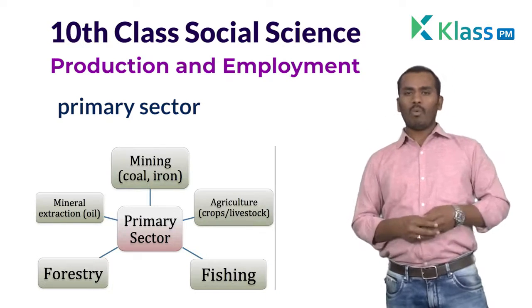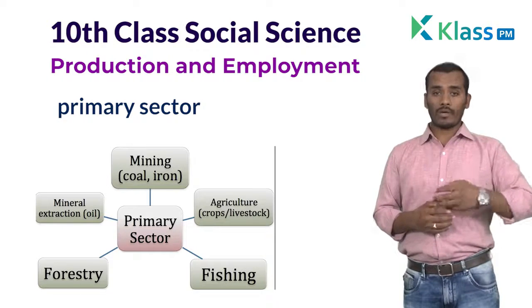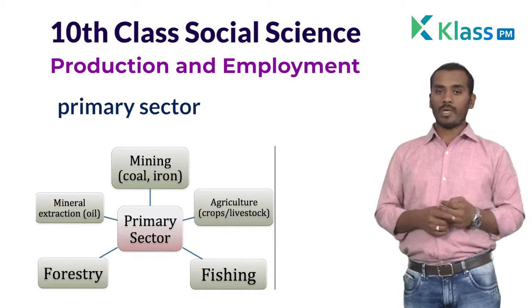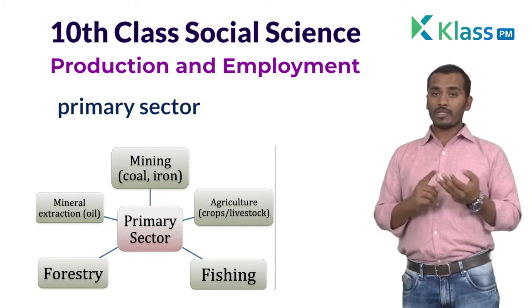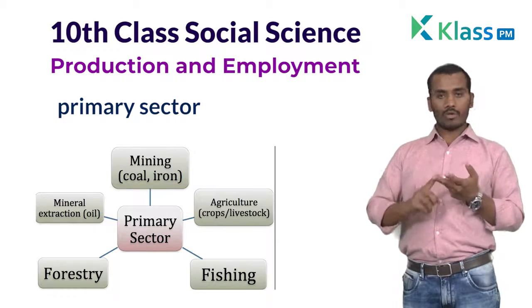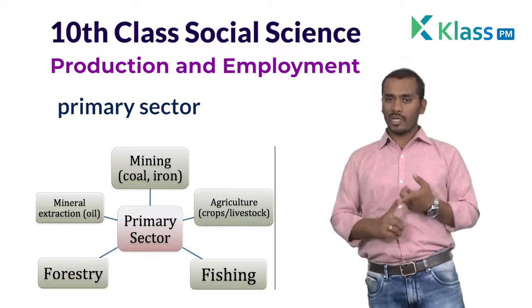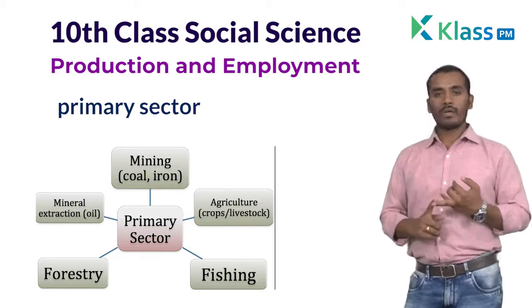Take an example. What are the primary things we require? Basic requirements of a human being: food, cloth, shelter. The most important one is food. Because without clothes, we can survive. Without shelter, we can survive. But without food, we cannot survive.